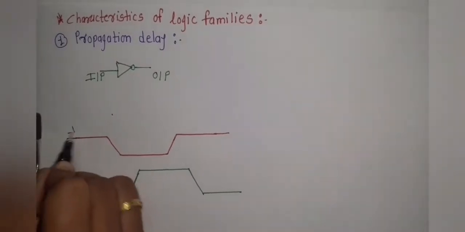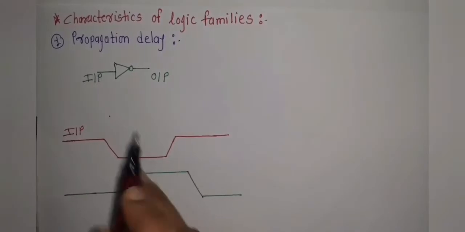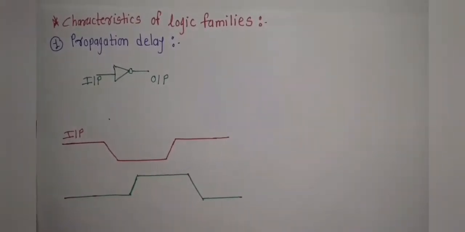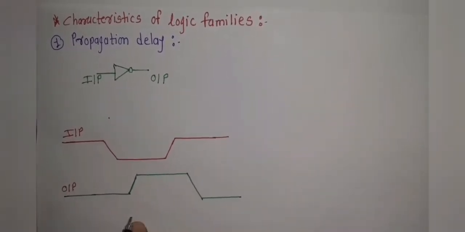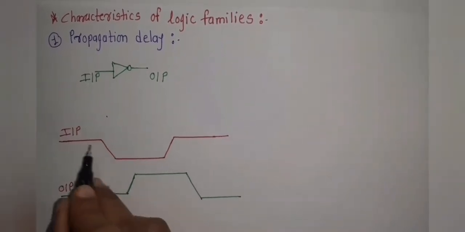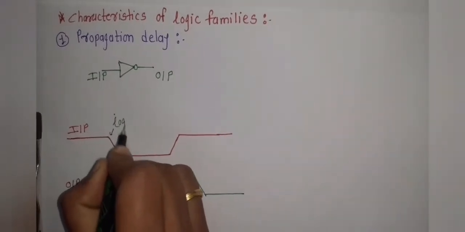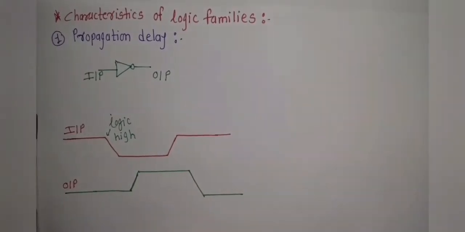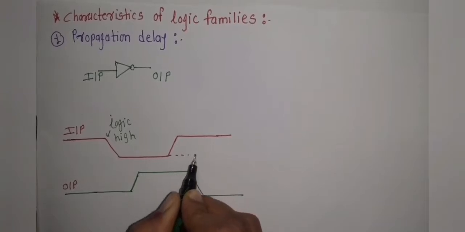Suppose this signal is applied as input to a NOT gate. We know that the function of a NOT gate is to invert the input signal. So the output waveform is this. This wave is inverted. There is a transition. This level is logic high, and this level is logic low.